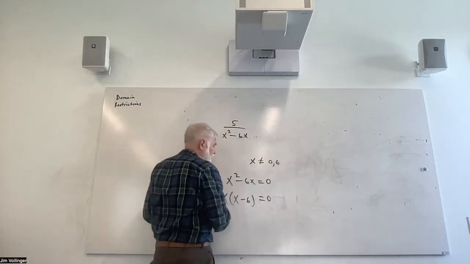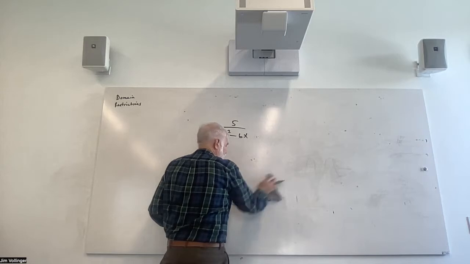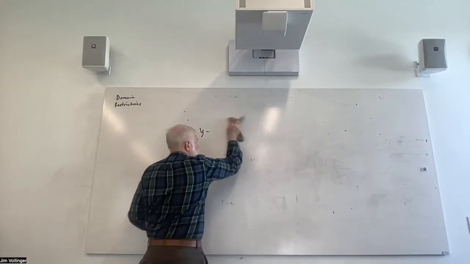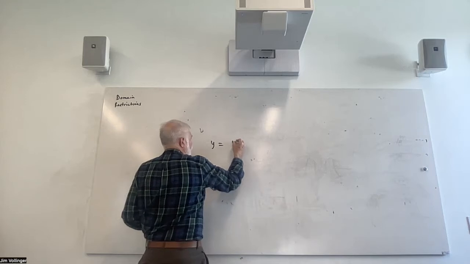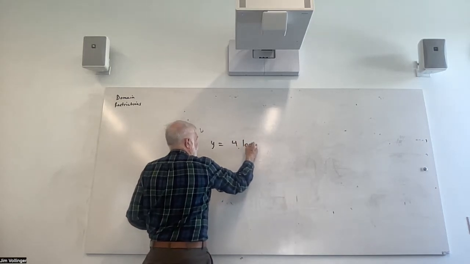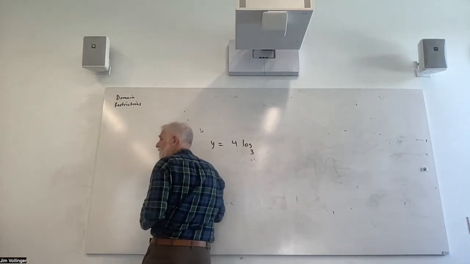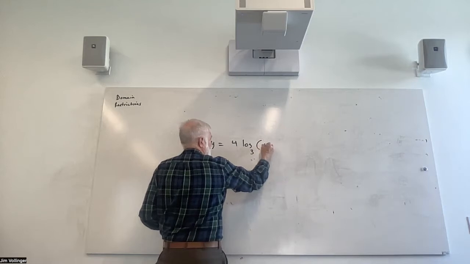Okay, can't use those numbers. Otherwise, the calculation would be undefined. All right. y equals 4 log base 3 of x minus 5 plus 6.